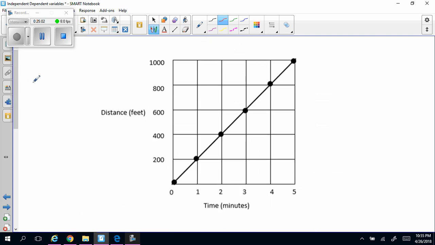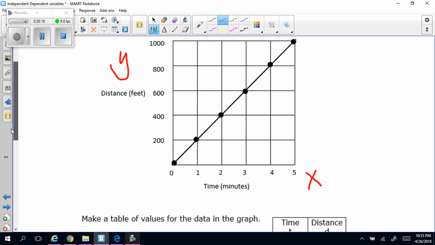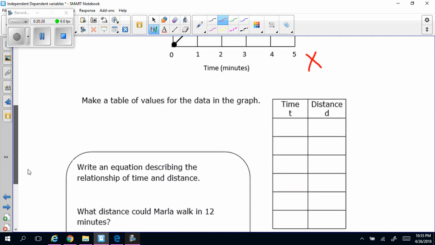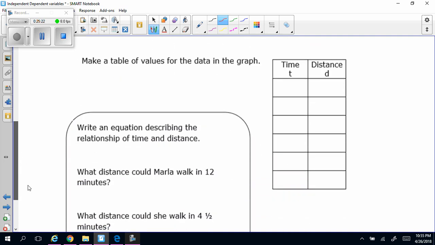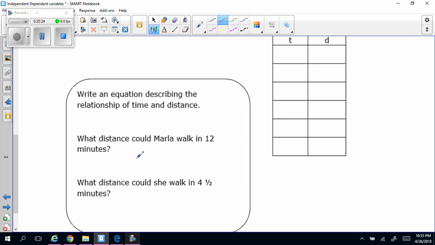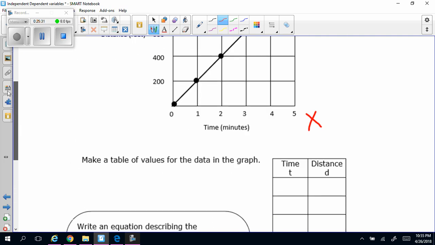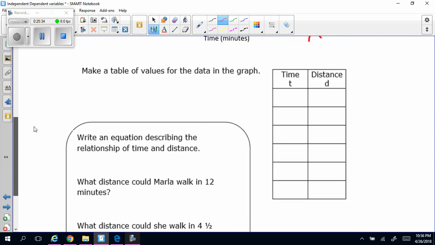Based on this graph, you can pause the video, look at this graph, and then based on the information, knowing that this is our x-axis, or independent variable, and this is our y-axis, or dependent variable, go ahead and plug these values in. Once you plug those values in, go ahead and answer these questions while you're at it. Then when you're done, you can come back and I'll let you know the answers. All right, go ahead.